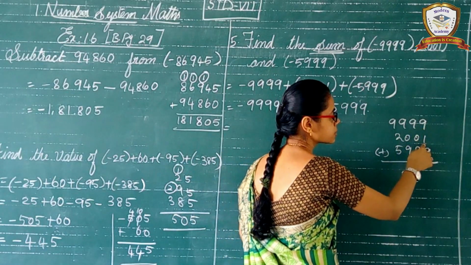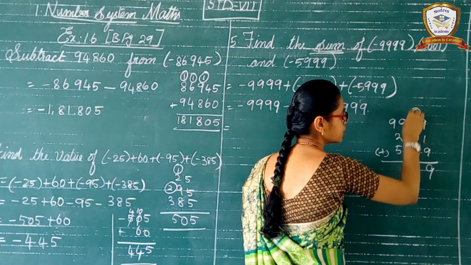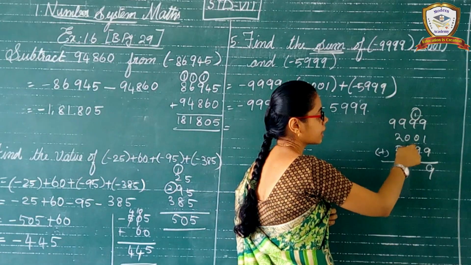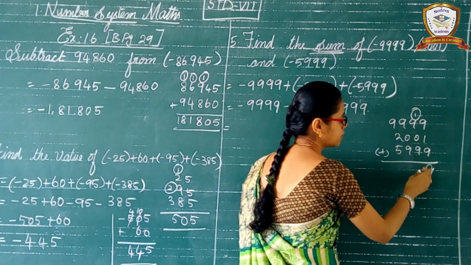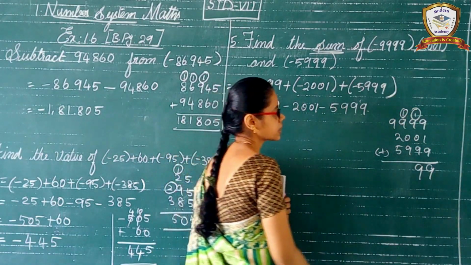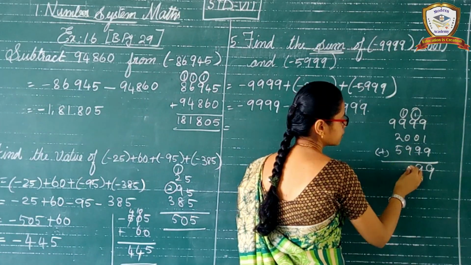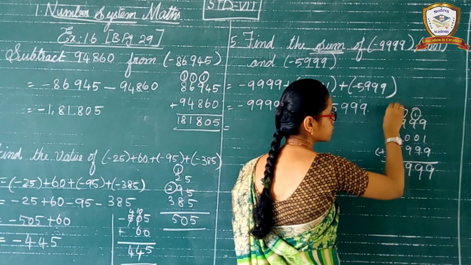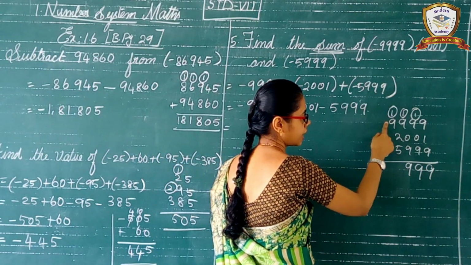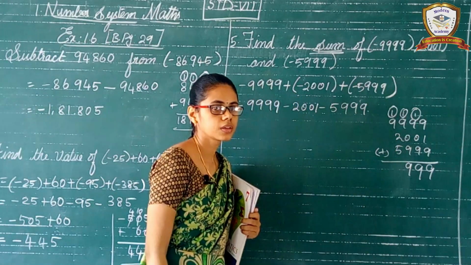Okay, so these numbers we want to add. Clear? So 9 plus 1, 10. 10 plus 9, 19. So 1 goes to the next number. 1 plus 9, 10. 10 plus 0, 10. Again 10 plus 9, 19. So 9 and 1 goes to the next number. Clear? 1 plus 9, 10. 10 plus 0, 10. 10 plus 9, 19. So 9 here and 1 carry goes to the next number. Clear? And then 1 plus 9, 10. 10 plus 2, 12. 12 plus 5, 17.